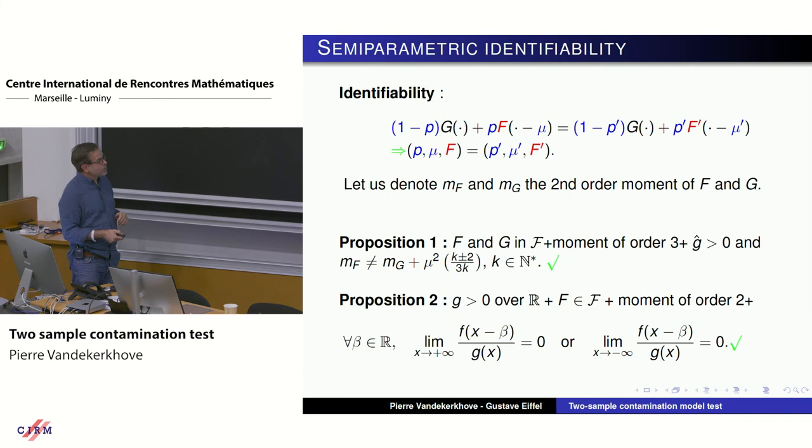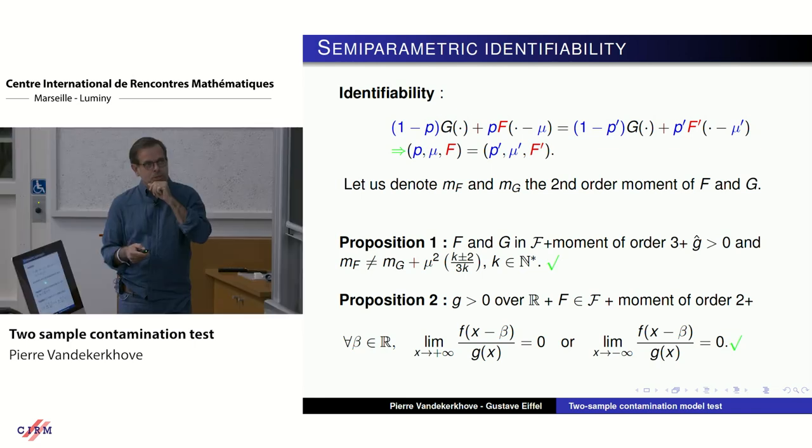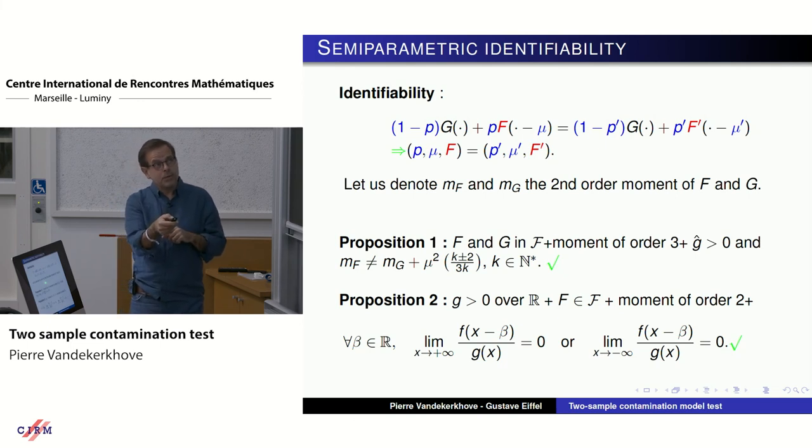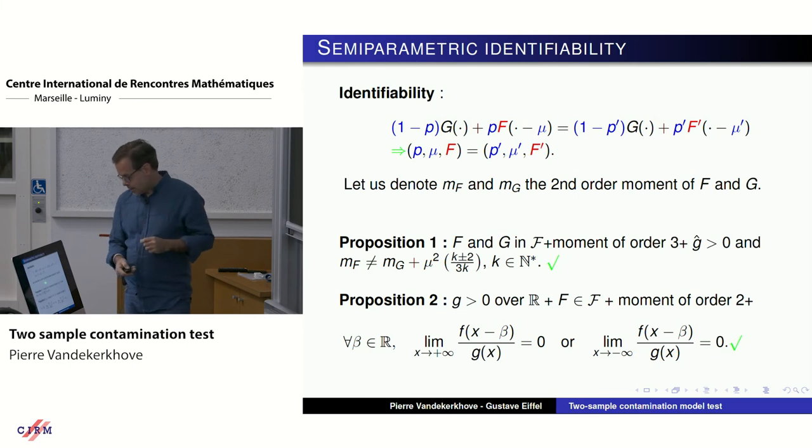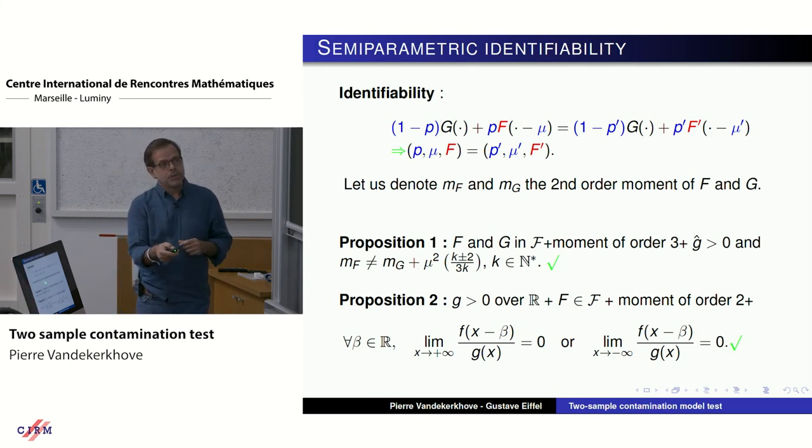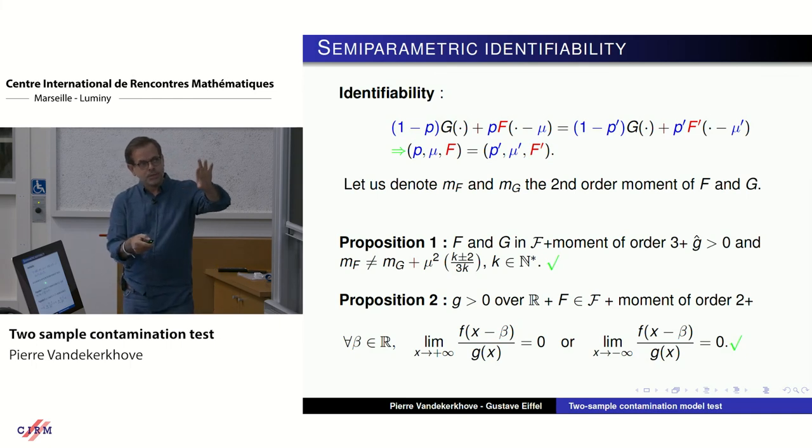And you have also more tail-oriented conditions, saying that if you consider f of x minus beta for all beta in R, and you normalize by g, if it goes to zero when x goes to infinity, or minus infinity, then you can discuss this model easily and have a positive conclusion for your identifiability. The second proposition here is very similar to what happens in the parametric case. Actually, this kind of argument is usually used to discuss the parametric case. In the Gaussian case, the proof is exactly the same.